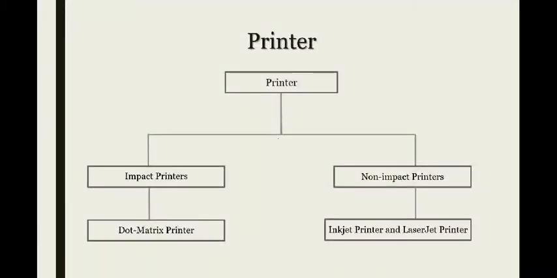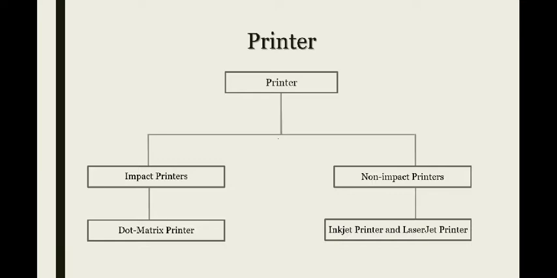Okay, printer. A printer is used to print text or images on a sheet of paper. As the output given by the printer is on a sheet of paper, it is called hard copy. Printers are of two types, impact printer and non-impact printer. An example of an impact printer is the dot matrix printer, and examples of non-impact printers are laserjet and inkjet printers.